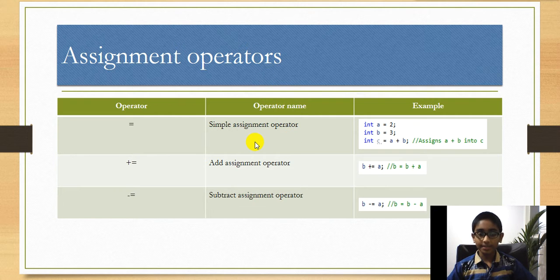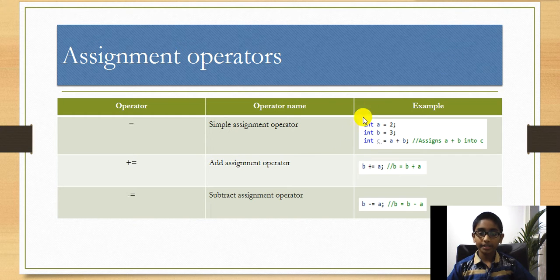The first assignment operator I'm going to talk about is the simple assignment operator. So basically, we use the simple assignment operator to assign the right-hand side value to a left-hand side variable. Let's understand this with an example.